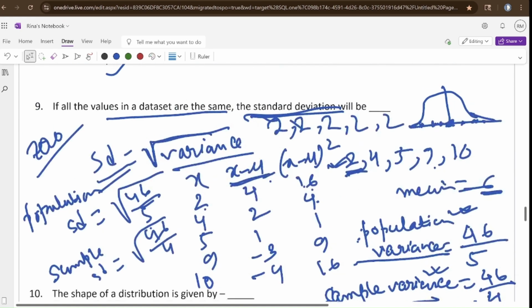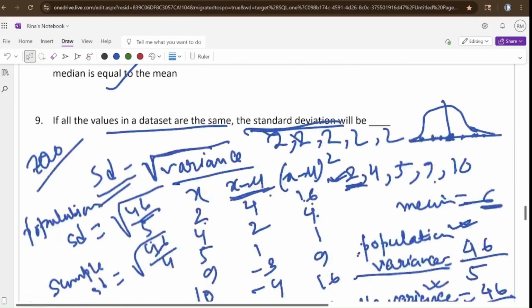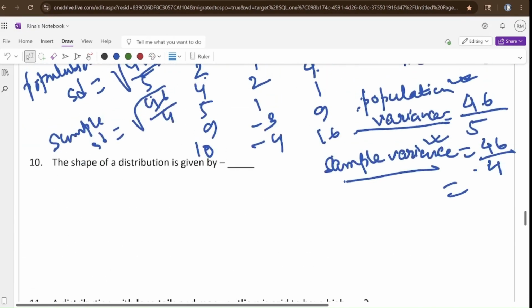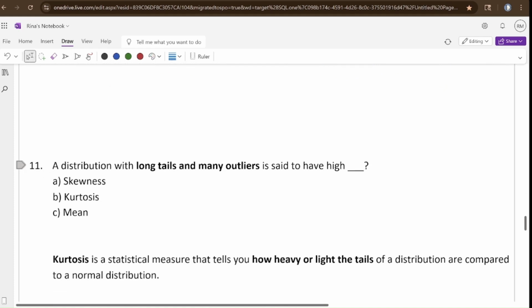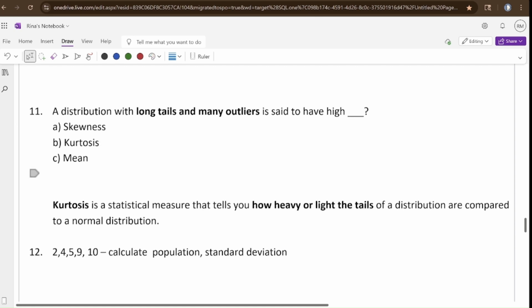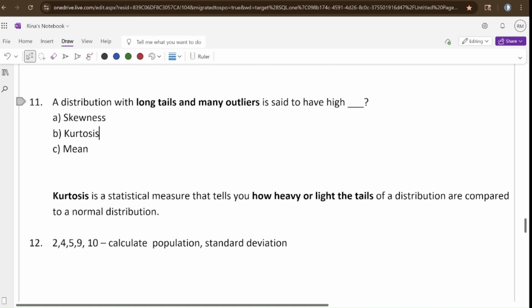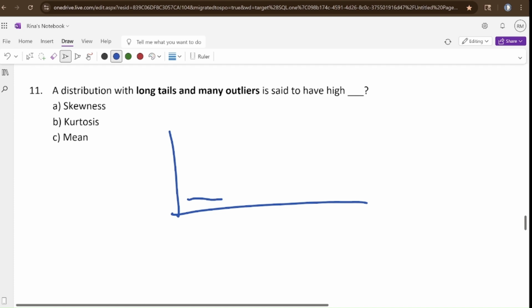So the shape you can see, you can calculate by skewness. Now a distribution with long tails and many outliers, if you don't know, this is called kurtosis. That means it may look like this: long tails and many outliers, said to have high kurtosis.